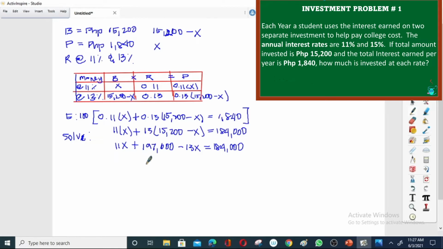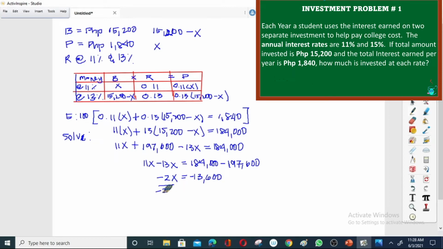Combine similar terms. So 11x minus 13x, transpose 197,600 to the right, it will become negative. So 184,000 minus 197,600. 11x minus 13x is negative 2x, is equal to 184,000 minus 197,600, which is negative 13,600.